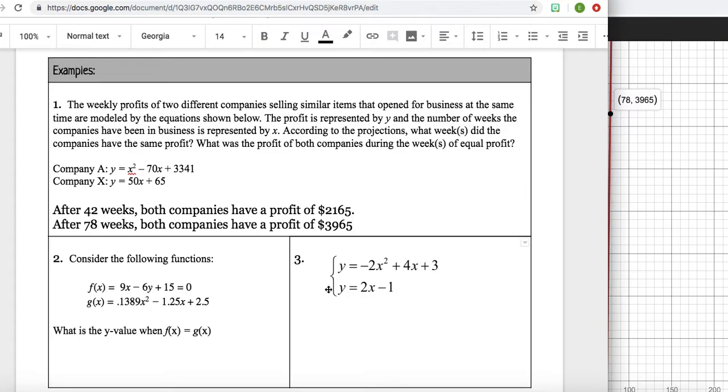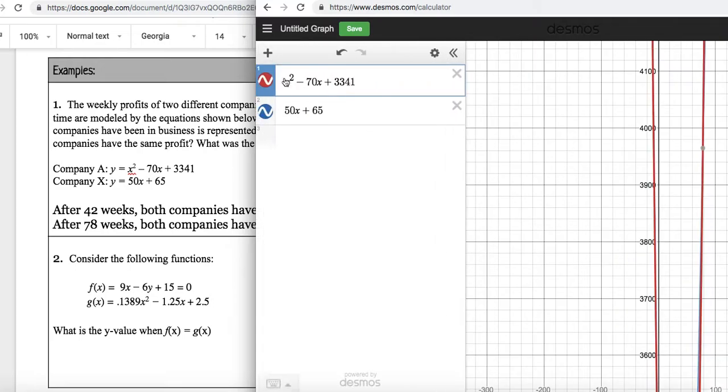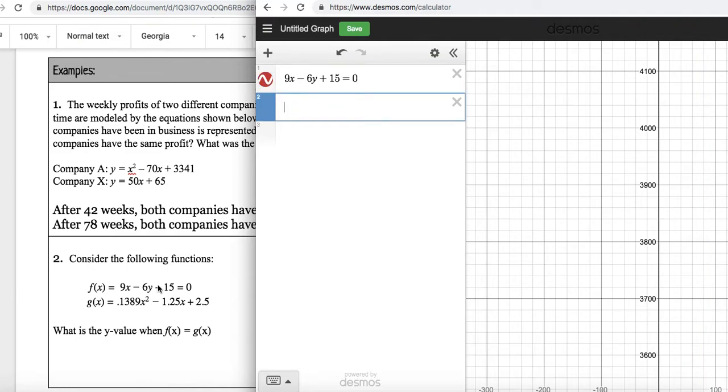All right, so that's it for example one. And you would solve most of these problems very similar to that, only slight changes, but sometimes they might just want the x value or the y value, but a lot of times you're asked to find just the solution. So if I type in example 2, 9x minus 6y plus 15 equals 0. Notice I typed an x and a y. I didn't have to solve it for y, which is really nice with Desmos.